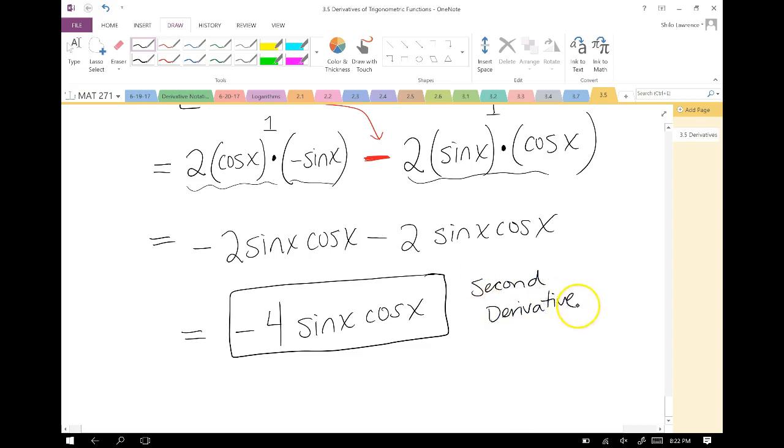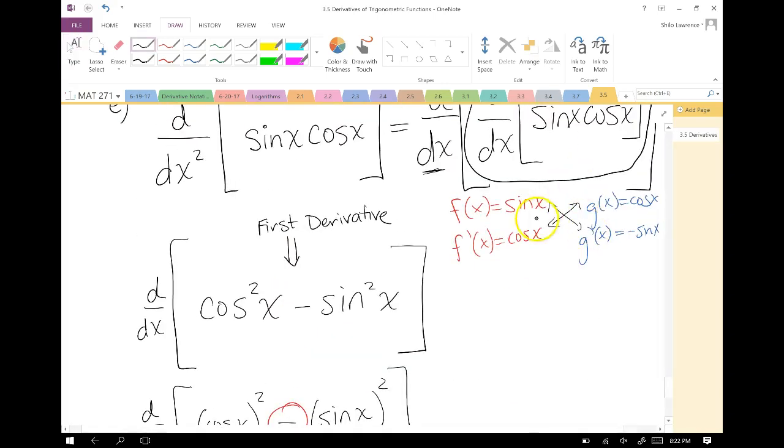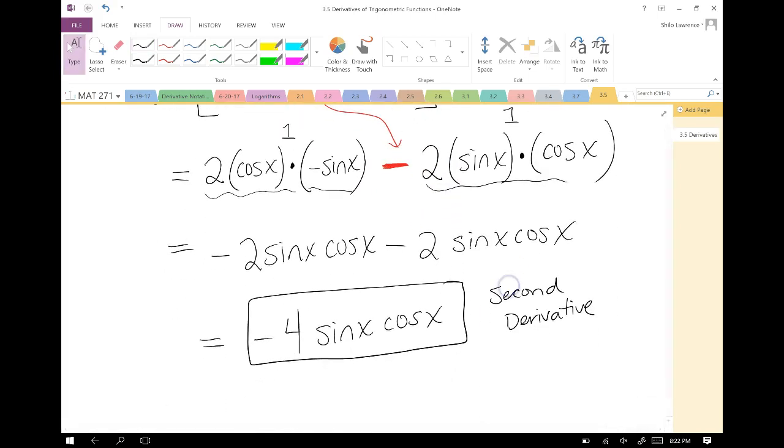because we actually went through the derivative process twice. The first time we went through the derivative process, we did product rule, because the original function was sine x times cosine x. So we went through product rule, and we got this. That was our first derivative. Then our second time through the process, we had to do chain rules. And then when we simplified, we got this, negative 4 sine x cosine x. That is our second derivative.